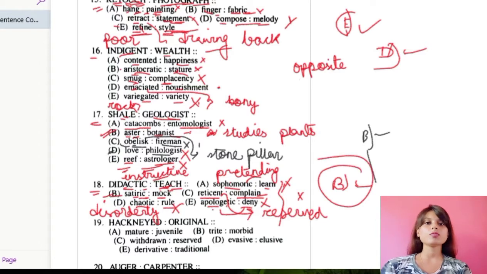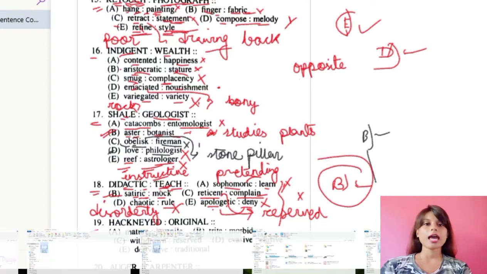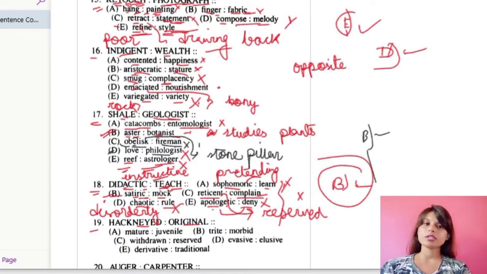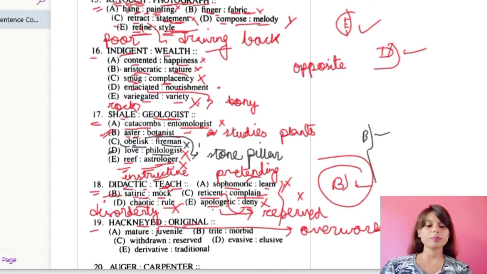Okay, let us move over to question number 19, hackneyed and original. Hackneyed means overworked or overused. Okay, I'm writing it down over here. It means overworked, or you can say overused. And original means obviously the original piece.